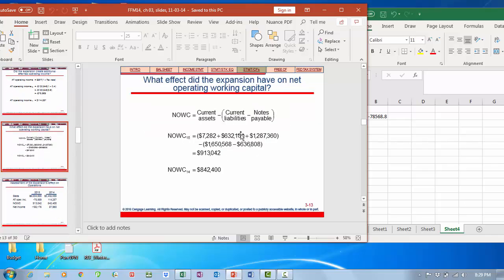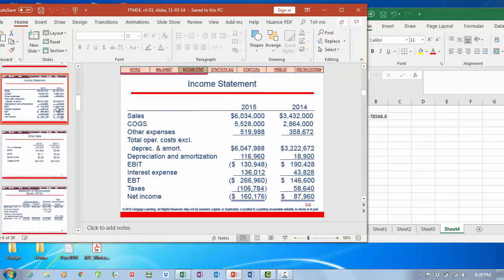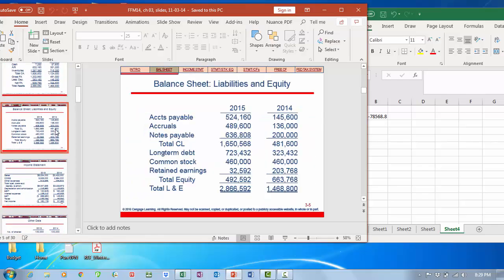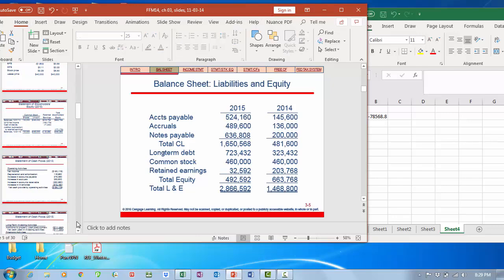Current liabilities is again going to come from the balance sheet, but on the liability side, and notes payable again on the liability side. So there you go. That's income statement. There you go. So notes payable is 200,000 for 14, 636,800 for 15. This is the total current liability number, 1,650,568 for 15 and 481,600 for 14. So this is where you will get the numbers.